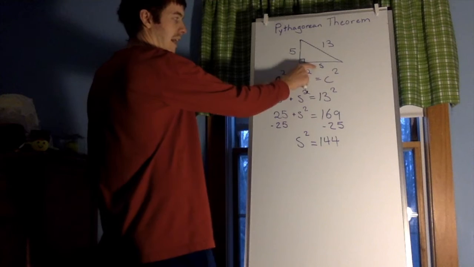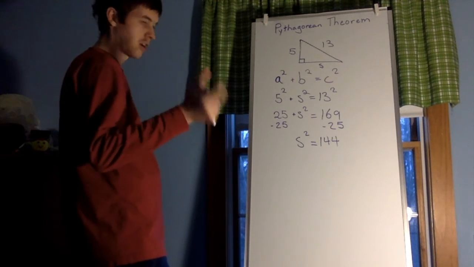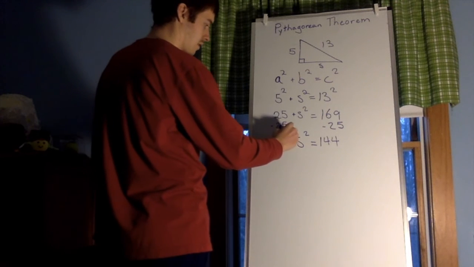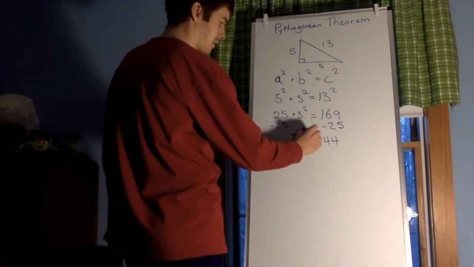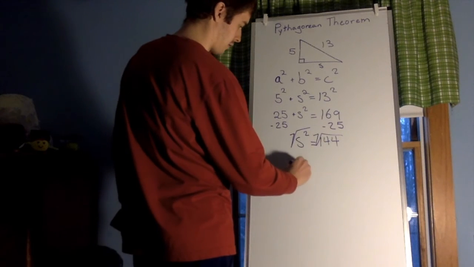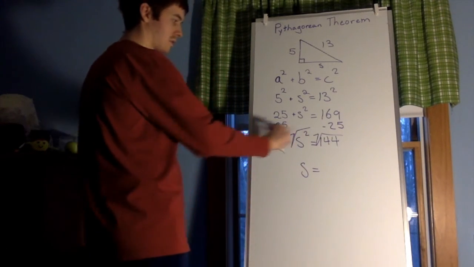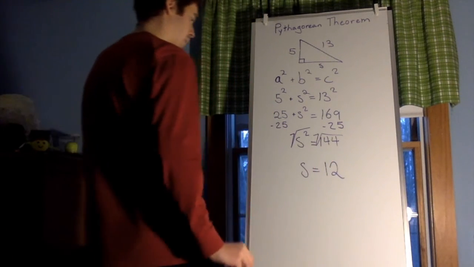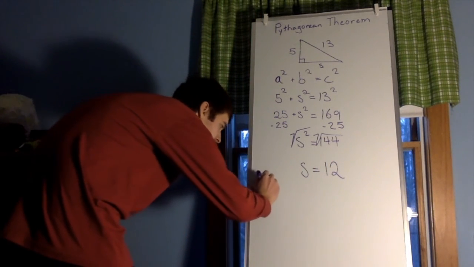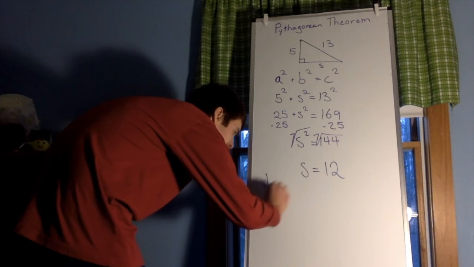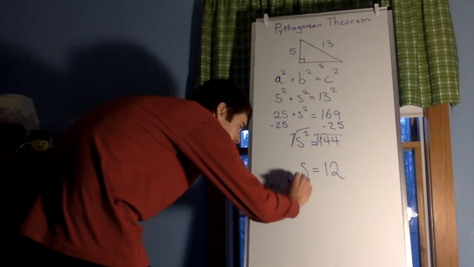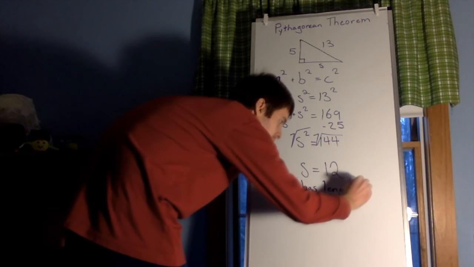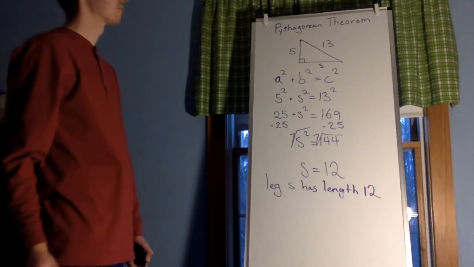Then my last step is to say, I have an S squared. I only want S. Inverse operations, right, to solve. It's being squared. The opposite of that is square root. So the positive square root of 144 is 12. So that means our leg S has length 12. Just like that.